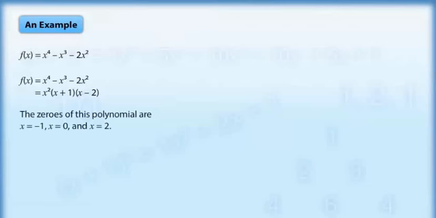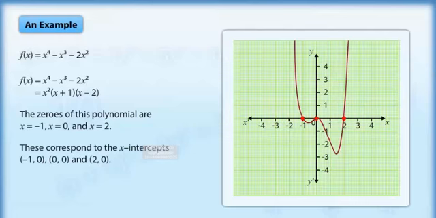Can you find all the zeros and turning points of the graph of f(x) = x to the power 4 minus x cubed minus 2x squared? When we factor the polynomial, we get f(x) = x to the power of 4 minus x cubed minus 2x squared. This is equal to x squared multiplied by (x + 1) multiplied by (x - 2). The zeros of this polynomial are x = -1, x = 0, and x = 2. These correspond to the x-intercepts (-1, 0), (0, 0), and (2, 0). The graph shows that there are 3 turning points. Since the degree is 4, this is the maximum number possible.